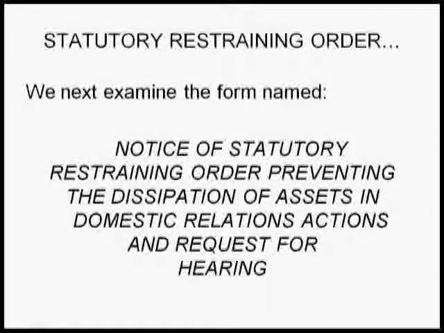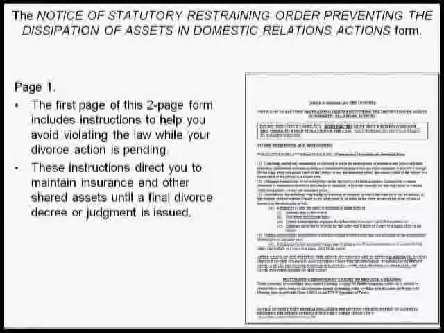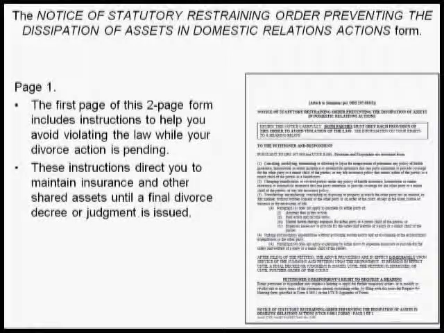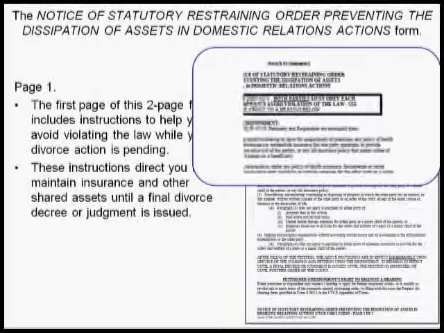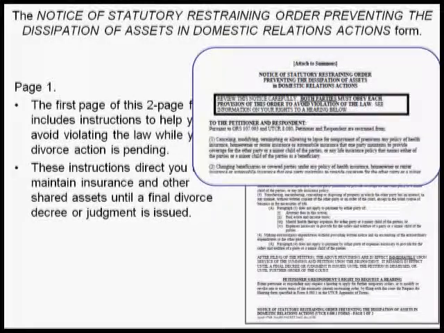We next examine the form named Notice of Statutory Restraining Order Preventing the Dissipation of Assets in Domestic Relations Actions and Request for Hearing. Page 1. The first page of this two-page form includes instructions to help you avoid violating the law while your divorce action is pending. These instructions direct you to maintain insurance and other shared assets until a final divorce decree or judgment is issued.